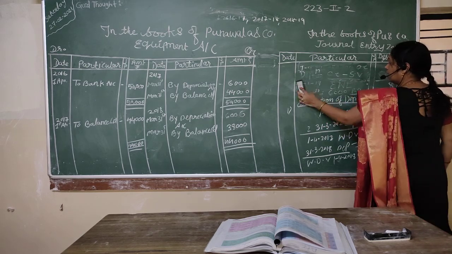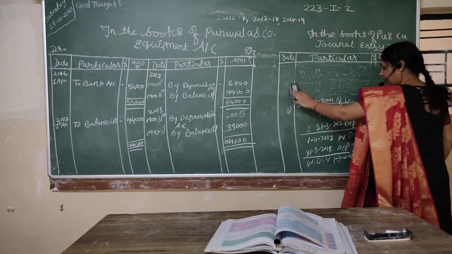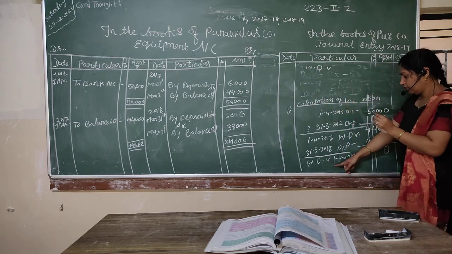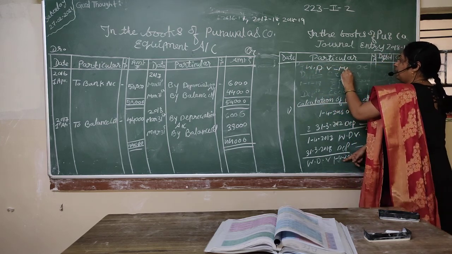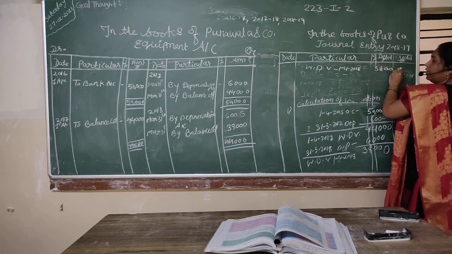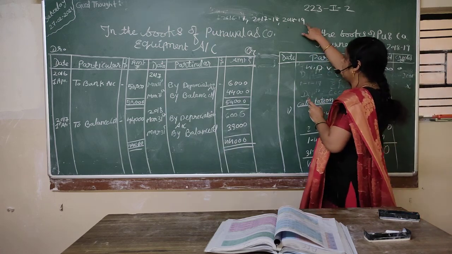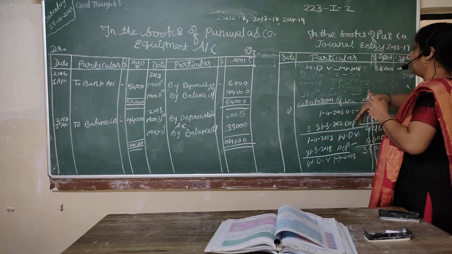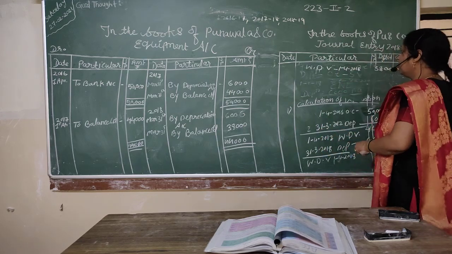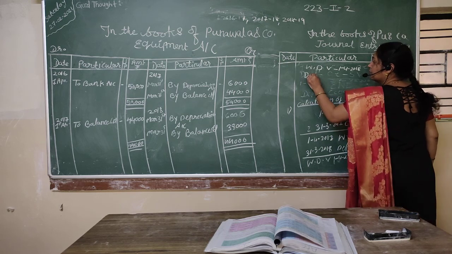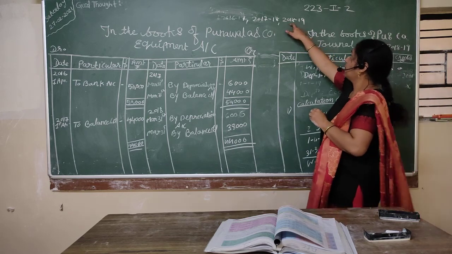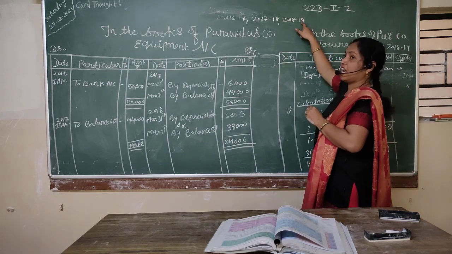So here I'm solving the 3rd year entry. You can see the WDV for the 3rd year on 1st April 2018 is 38,000. In the 3rd year, 18-19, the sale happened on 1st January. It is sold on 1st January, so we will charge the depreciation till 1st January 2019, that is from 1st April 2018 to 1st January 2019.